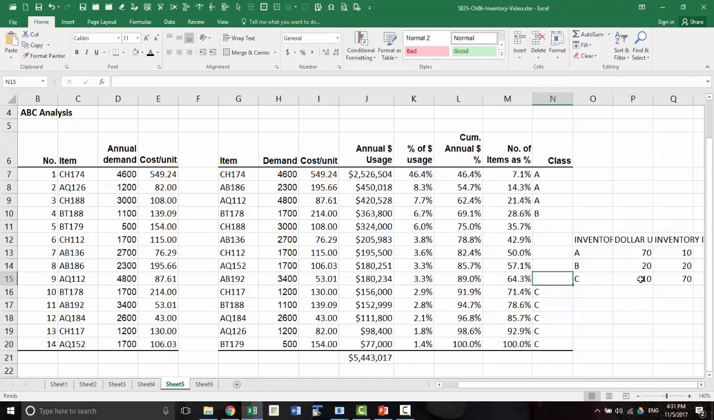So let's look at the dollar value. 10% would be about that, so maybe you can include that as well. That would be the 10% of value, and that covers only 36% of items. This is 36, yeah, this is 64, 43%. So maybe some more C's can be added.